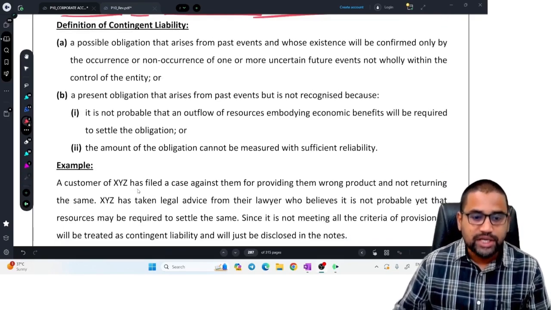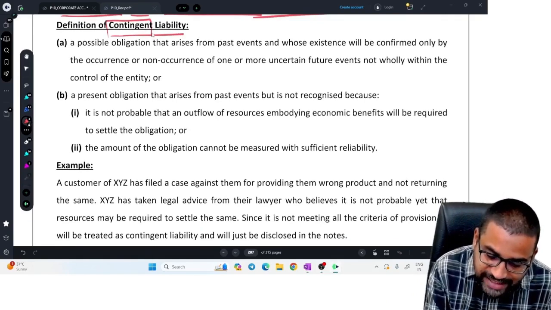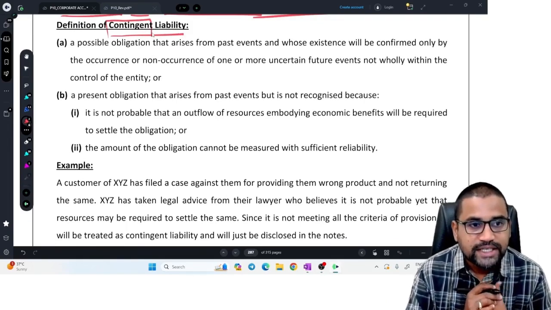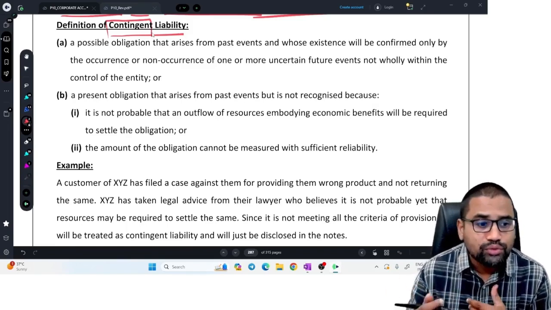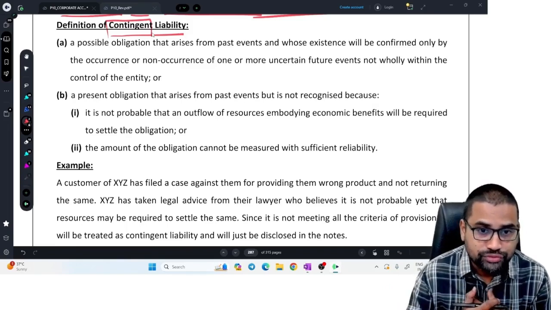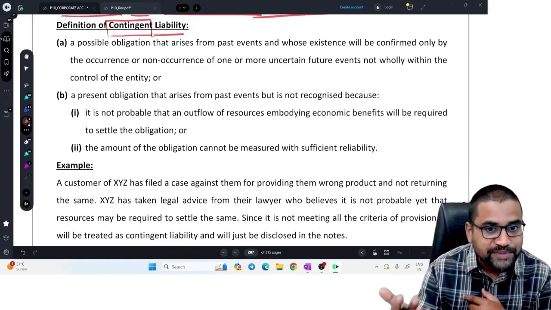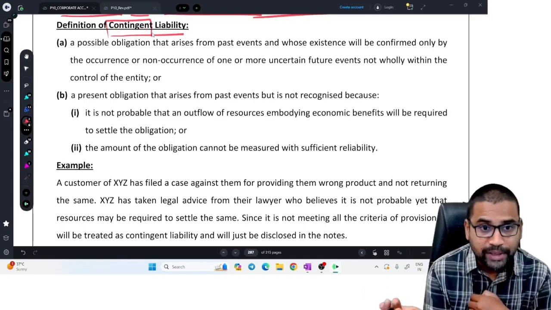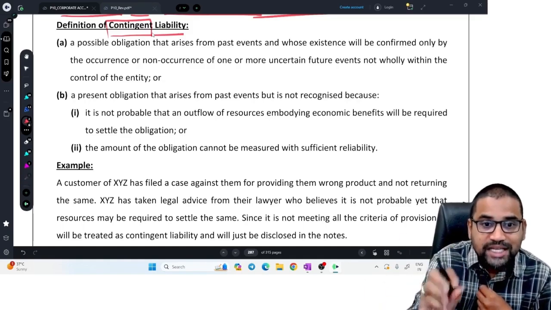First we will discuss what is a contingent liability. First of all, what is the meaning of the word contingent? Contingency factors, they say, contingent situations. See, we don't know what is going to happen in future. The things we expect may happen or may not happen. That is not in our control. Then we call them contingent.